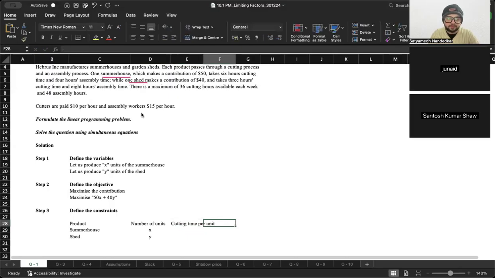And what is the second activity? Second activity is assembly time per unit.